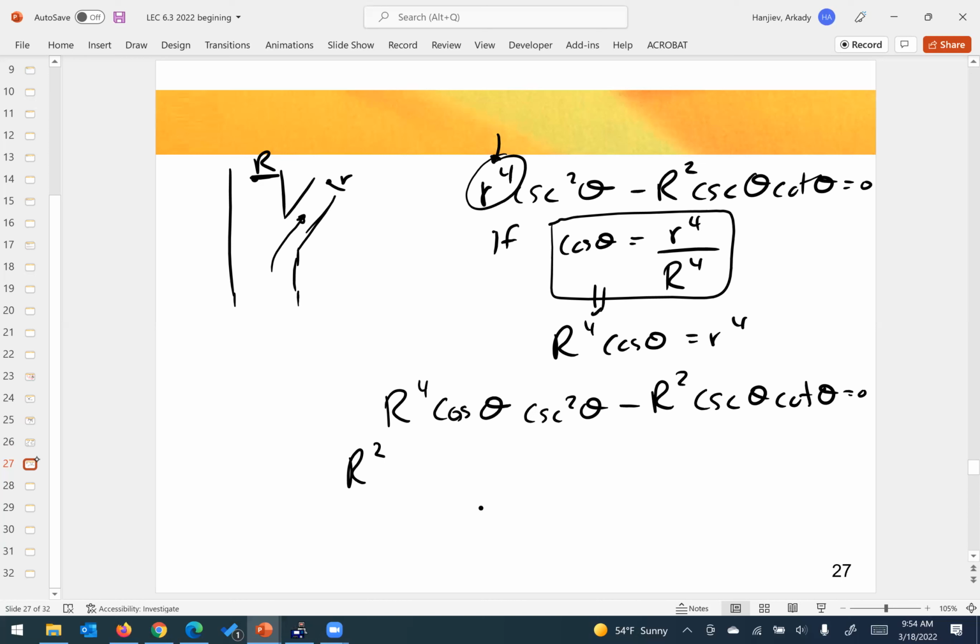Okay. Let's see, R squared gets factored out. I'm left with this right here. This would be like 1 over sine squared. Can we just do that at least? This is 1 over sine. This is sine over cosine. Are we getting somewhere maybe?